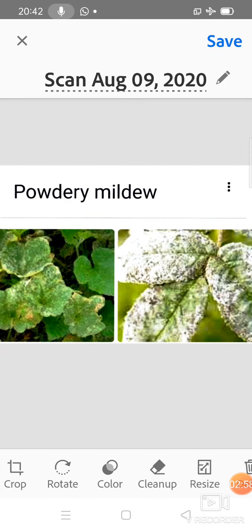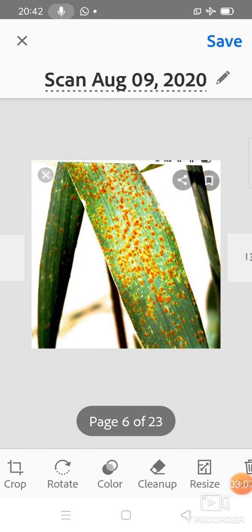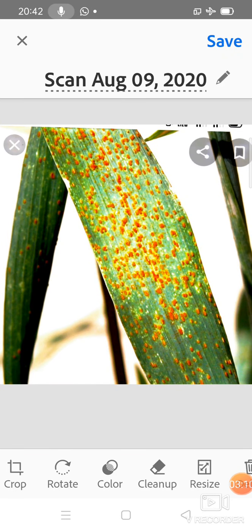The 12th disease symptom is rust. In rust, as the name suggests, we can see small pustules of spores forming a powdery mass of brown, red, yellow, dark brown or black color. Rusty appearance is seen. The epidermis ruptures due to the spore formation and the spores come out. Rust is seen mostly on leaves and stem, and it is caused by the fungi of order Uredinales.